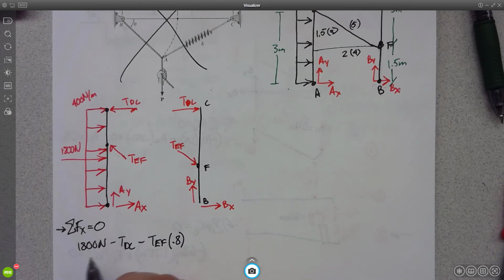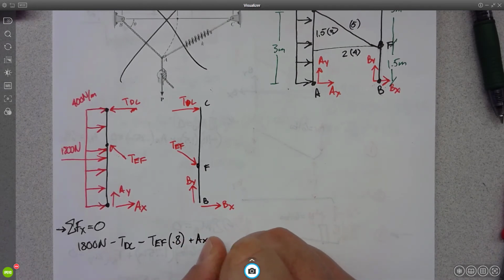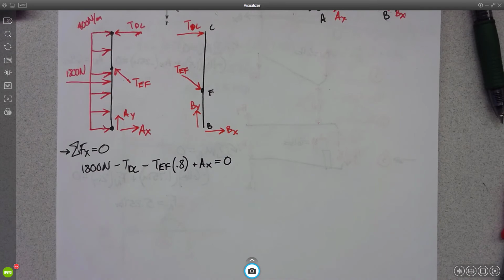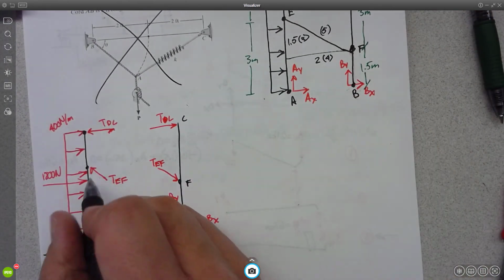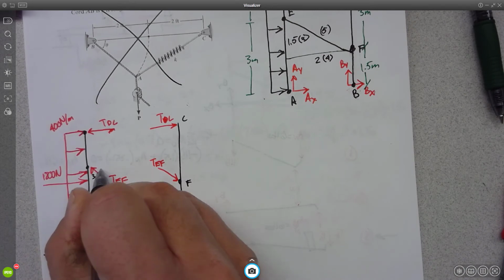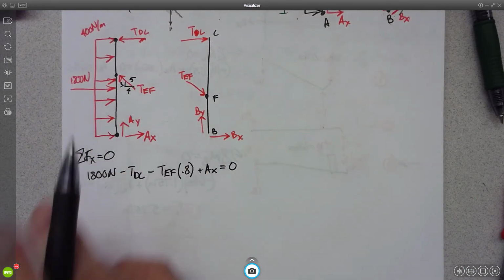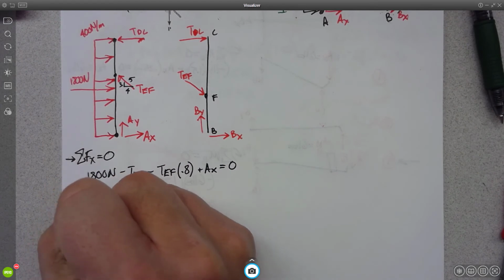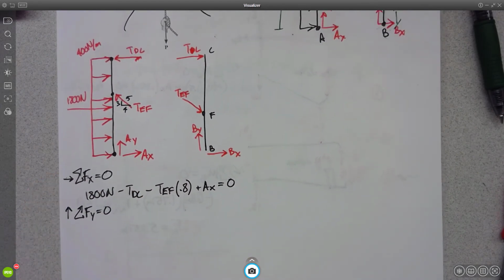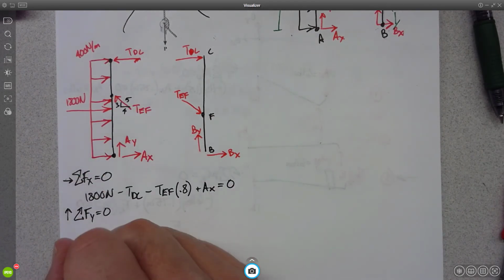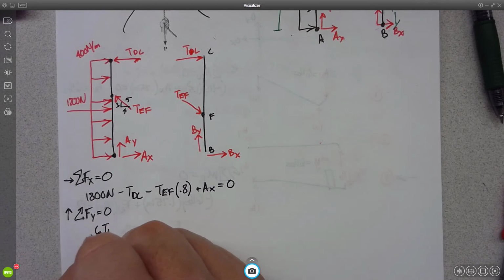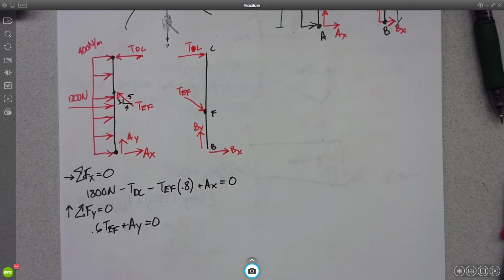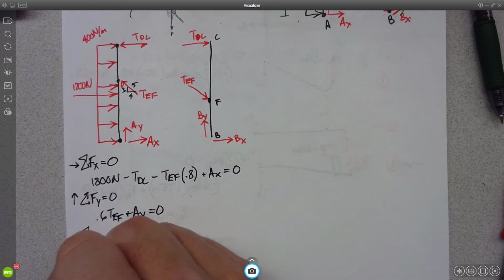What else do we have then? AX, right? My 3, 4, 5 triangle here, it's telling me that the horizontal component would be 4/5 or 0.8. Sum of the forces in the Y. Well, it looks like I'll have 3/5 of TEF, so 0.6 TEF plus AY equals 0. Then I'm going to have to sum the moments about a point.